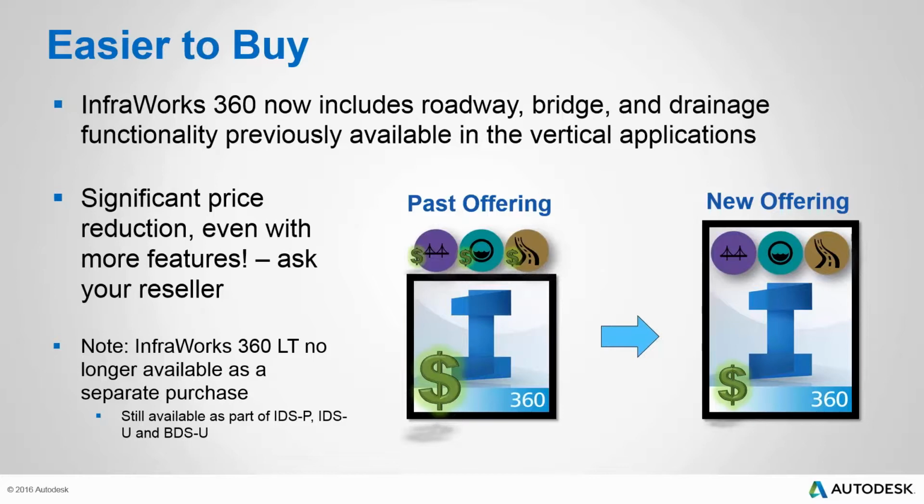Now what we've done is we've taken all 3 of those vertical applications and put them into the InfraWorks 360 product. So now if you own InfraWorks 360, you own all of that functionality. There's no additional purchase to get bridge, drainage, and road on top of that. Now, InfraWorks 360 LT is still a separate product. It's still a more basic version of InfraWorks 360, but it's no longer available as a separate purchase. So if you want access to that, it's going to have to be part of either Infrastructure Design Suite Premium, Ultimate, or Building Design Suite Ultimate.